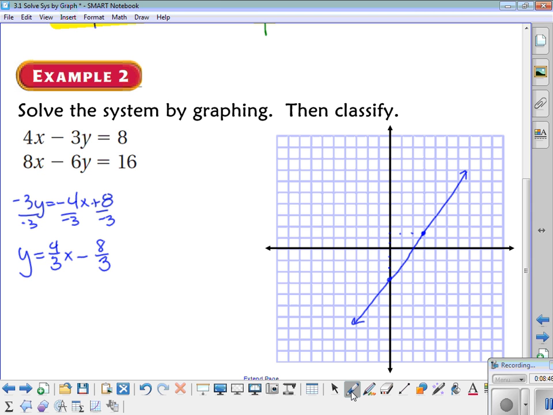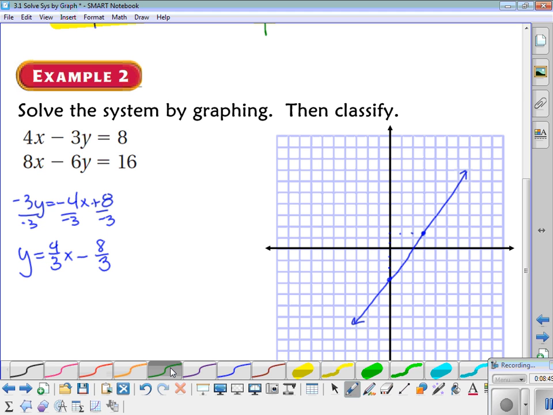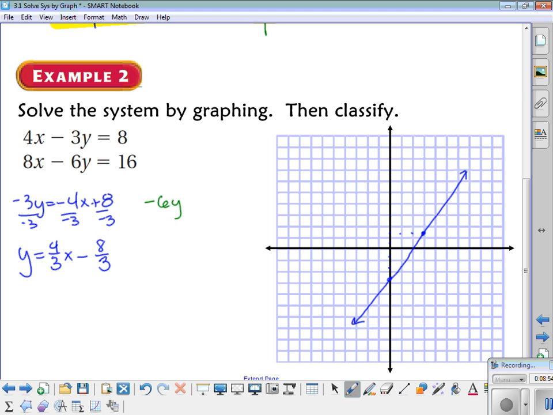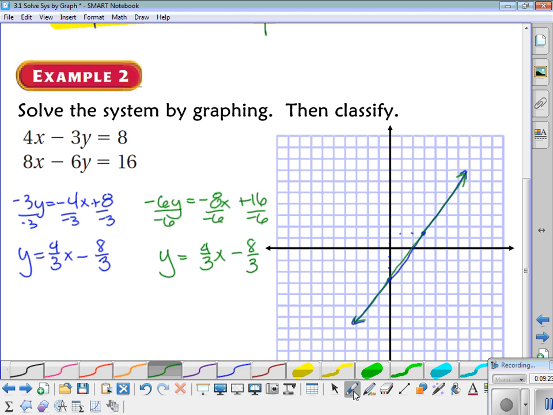Now if I rearrange the second equation, I subtract 8x from both sides, I get negative 6y equals negative 8x plus 16. And if I reduce everything, what happens? It's the same line. It's just going to be right on top of this one. So when it's the same line, it's called consistent and dependent.